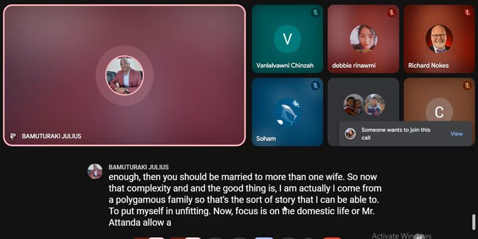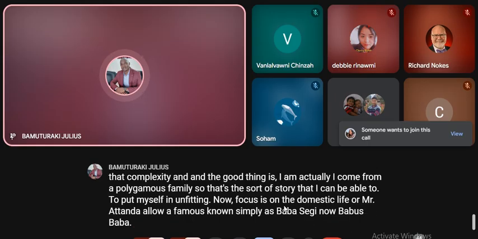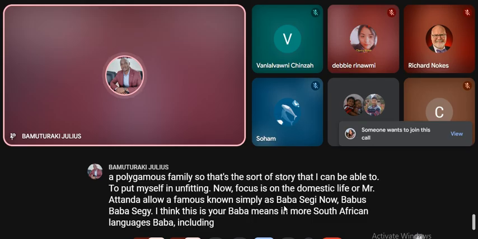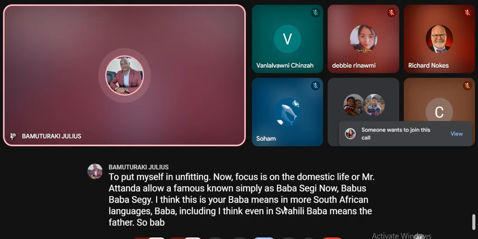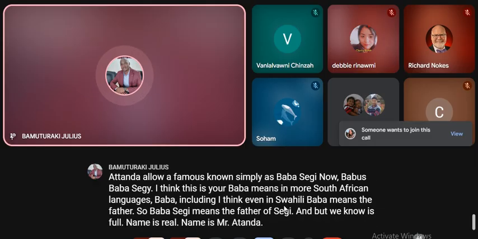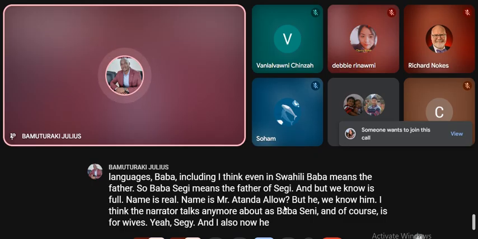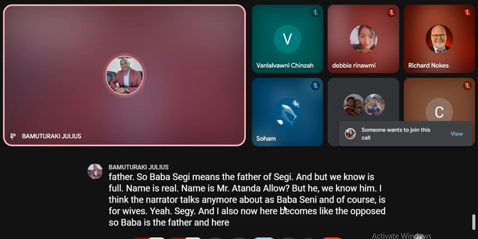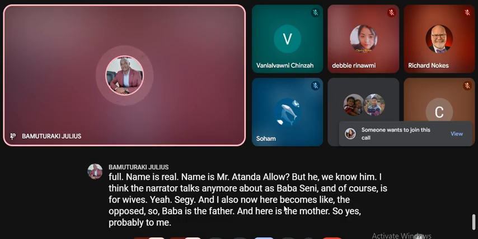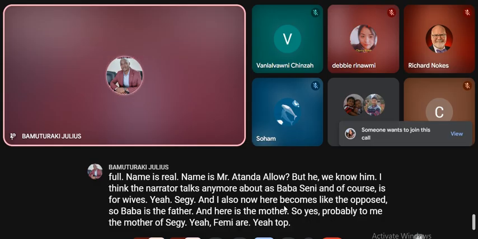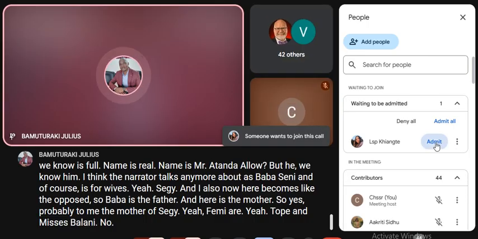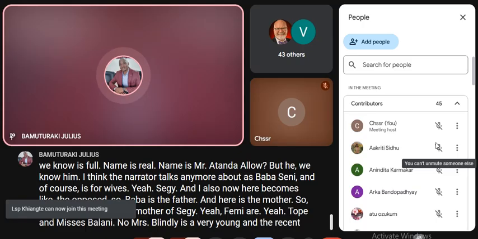The focus is on the domestic life of Mr. Atanda Alao, famously known simply as Baba Segi. Baba means the father in most African languages, including, I think, Swahili. So Baba Segi means the father of Segi. His real name is Mr. Atanda Alao, but the narrator mostly talks of him as Baba Segi. And of course, his four wives: Iya Segi, where Iya is the opposite of Baba, meaning mother, so the mother of Segi; Iya Femi; Iya Tope; and Mrs. Blandley. Mrs. Blandley is a very young and recent university graduate.